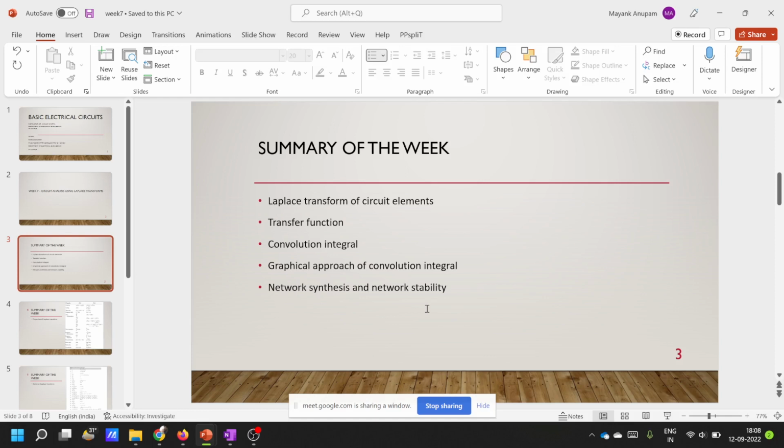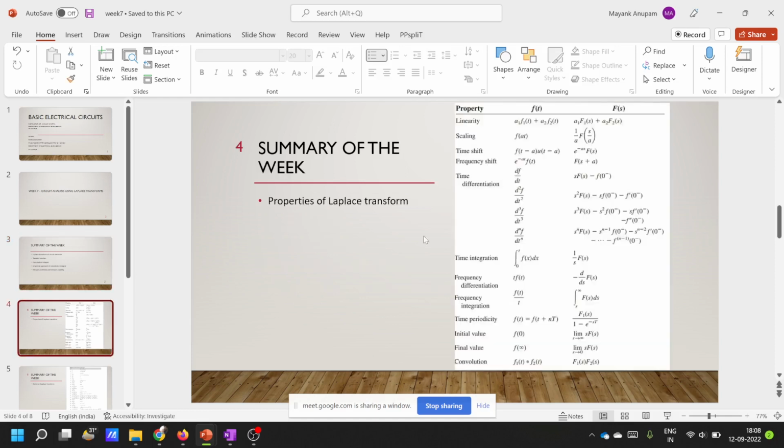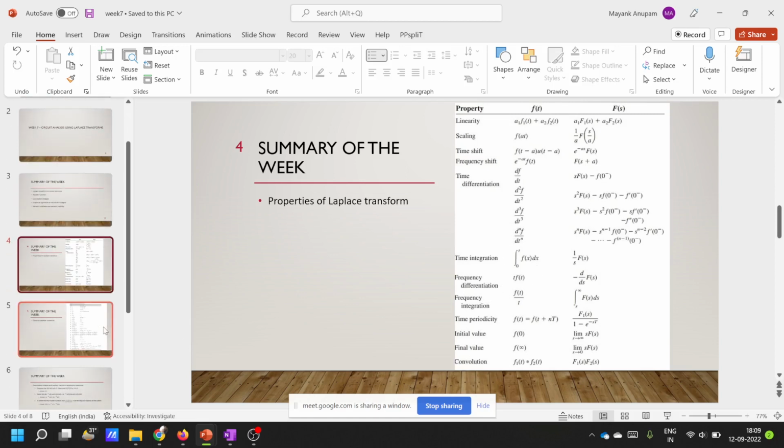You saw that a network is stable if its transfer function has all poles in the left half plane, right? Also, the numerator degree should be less than the denominator. So these two conditions were mentioned for network stability. I have placed this here again, as it was also in the last week's slide, because we will be solving some problems on Laplace transforms, so this might come in handy.